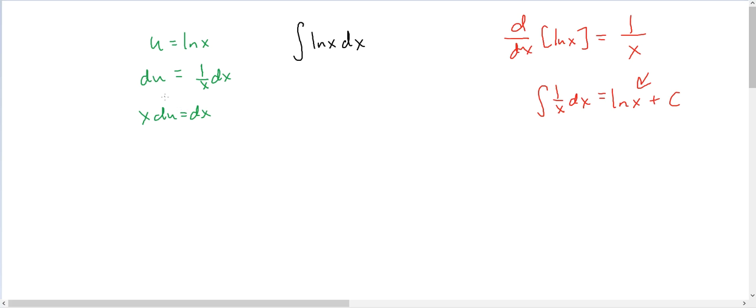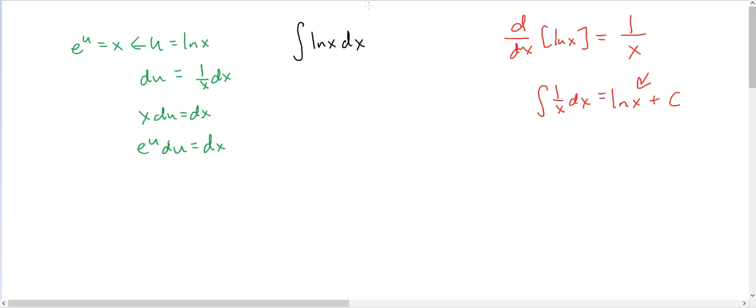And notice how this left side is not all in u form because we still have an x here. So what we can do is, going back to our original u equation, we can solve for x by using an exponential transformation. So we know that this is the same thing as saying that e to the u equals x. This is just one of our exponent properties. So if we substitute this x back into here, we see that e to the u du is going to be equal to our dx.